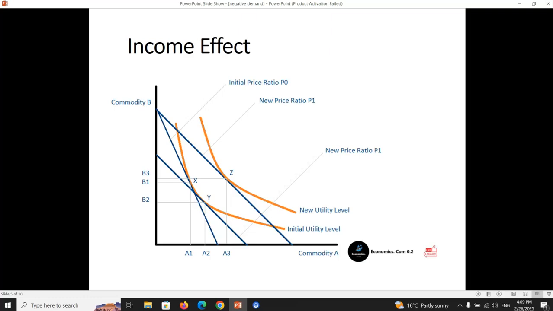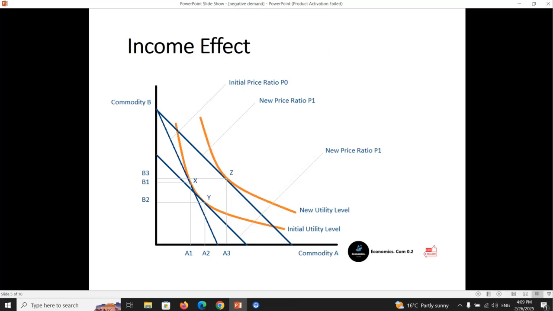For the income effect, we need more explanation with a graph to fully understand how it works. This graph usually represents how a change in price affects consumer purchasing power and demand for goods.